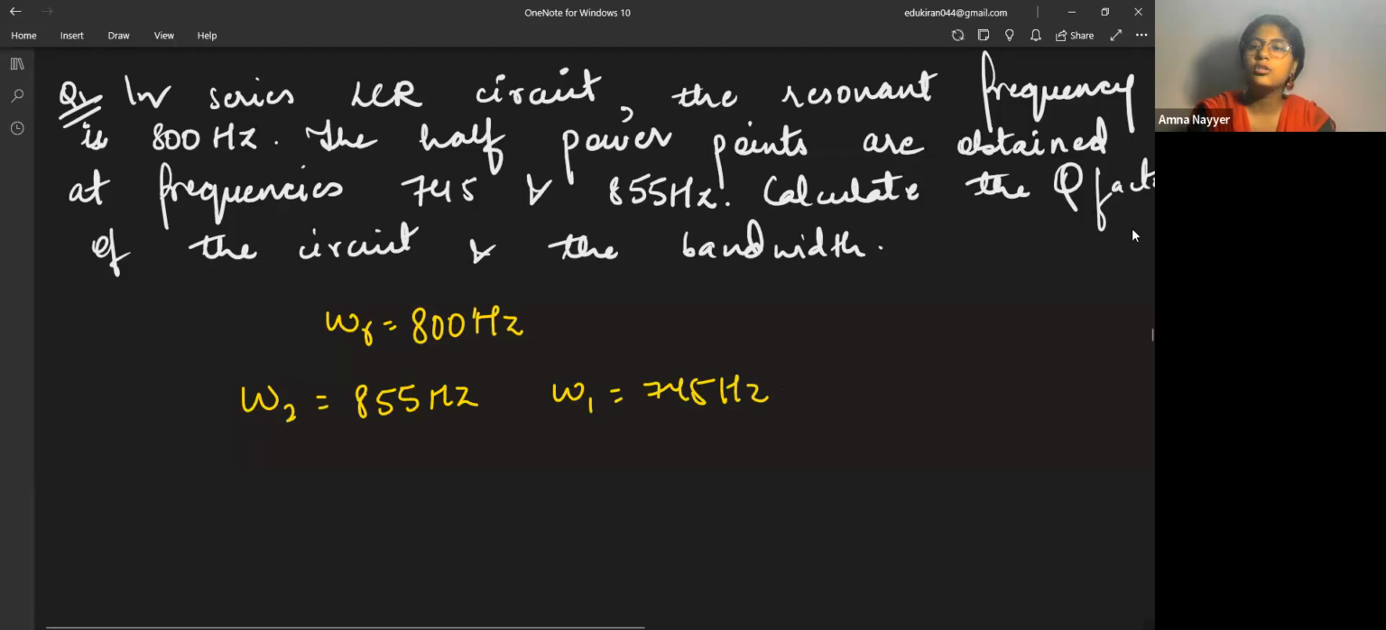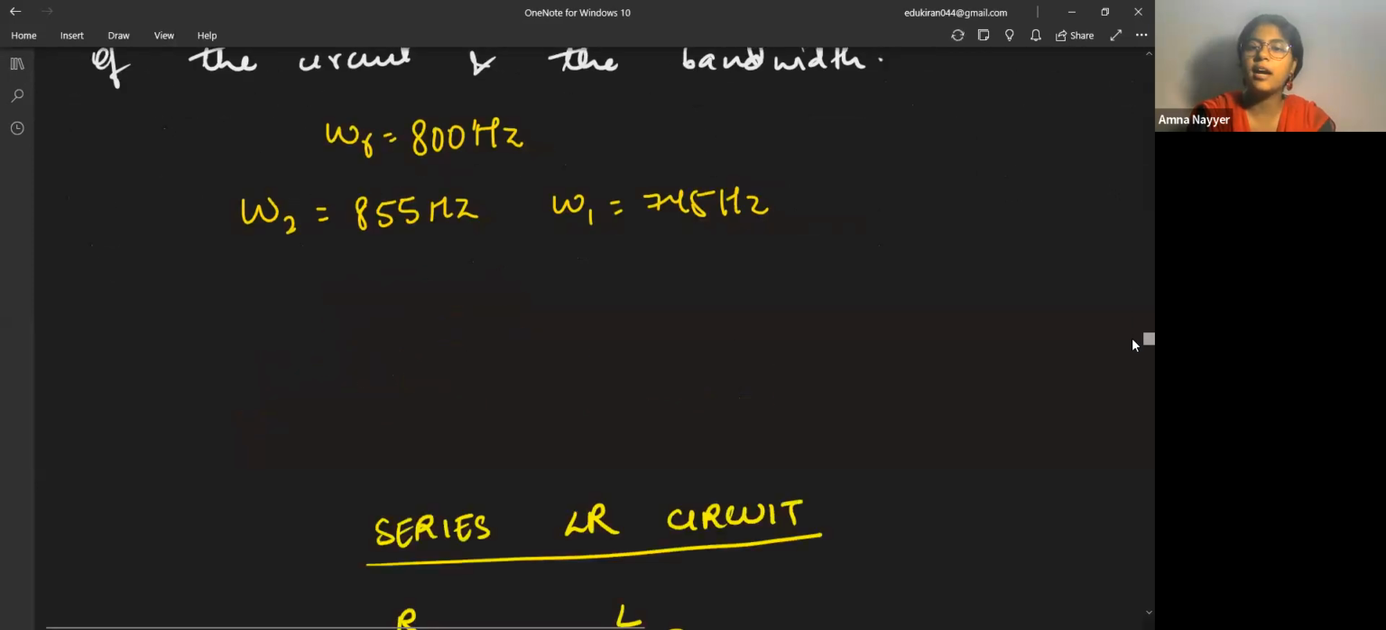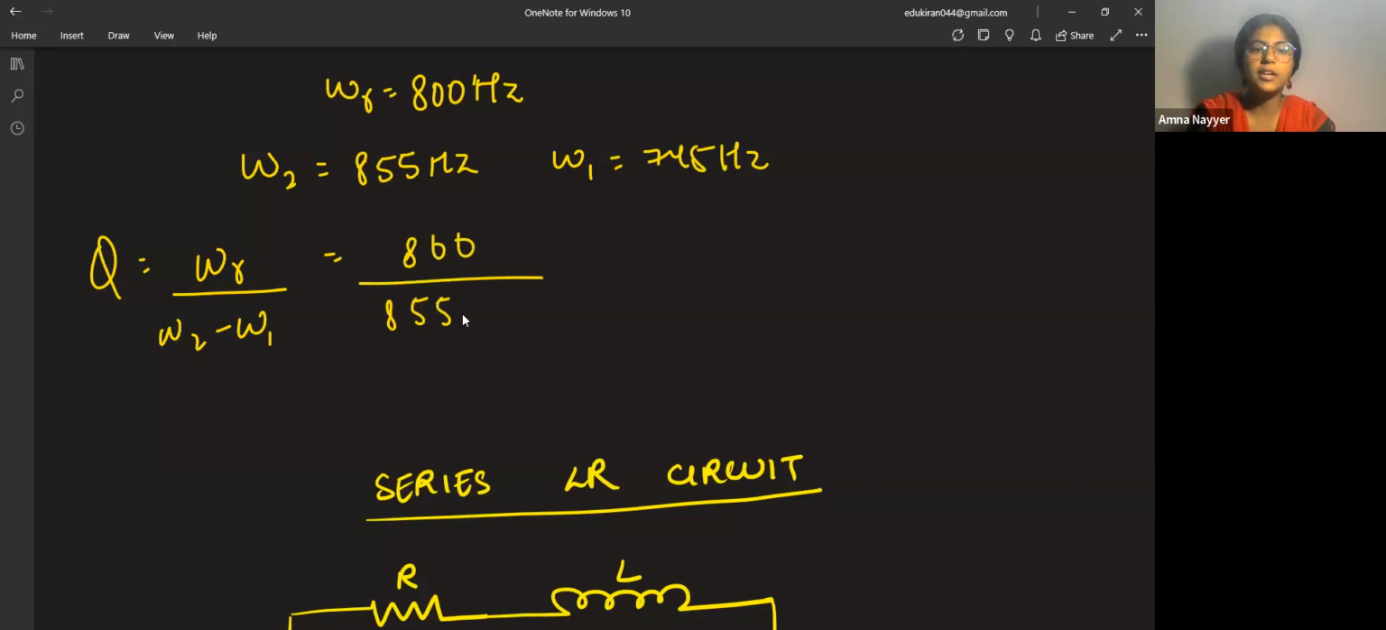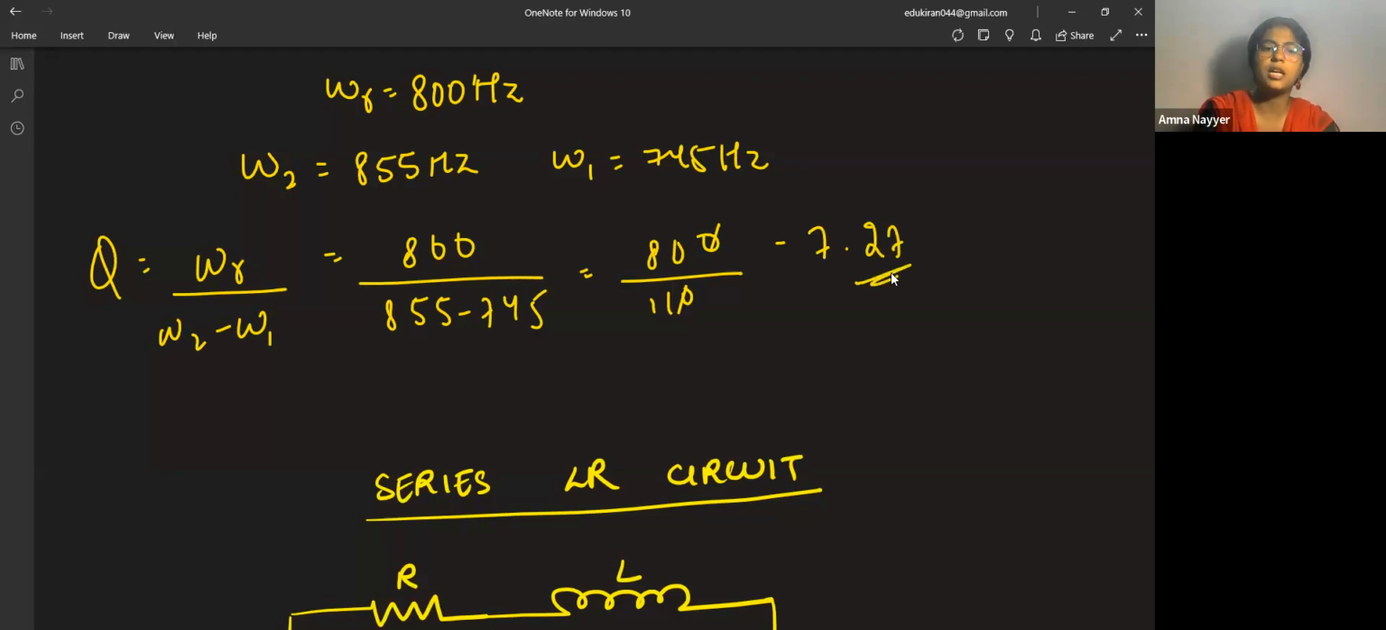Yes. So quality factor now we have to find out. Q is equal to omega R by omega 2 minus omega 1. So this becomes 800 divided by 855 minus 745. So that becomes 800 by 110. This becomes around 7.27 something. This will come. That's it, your answer.